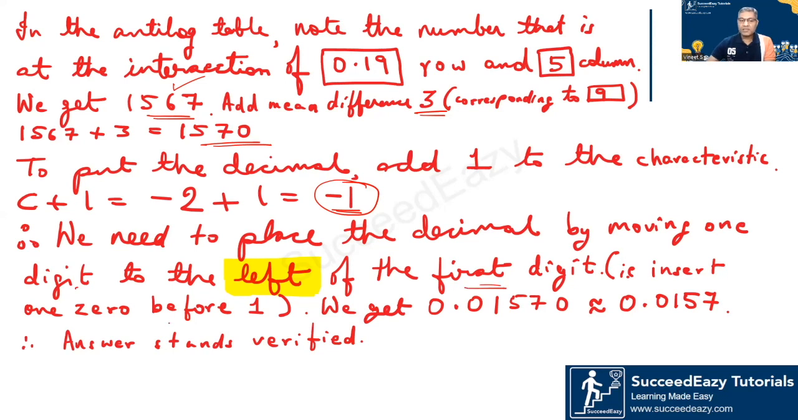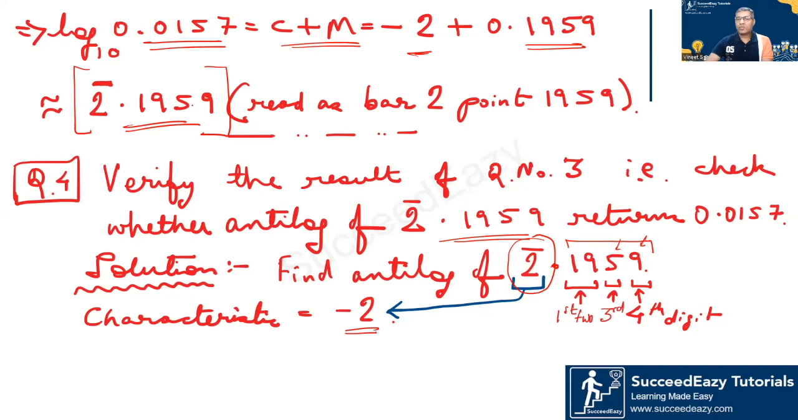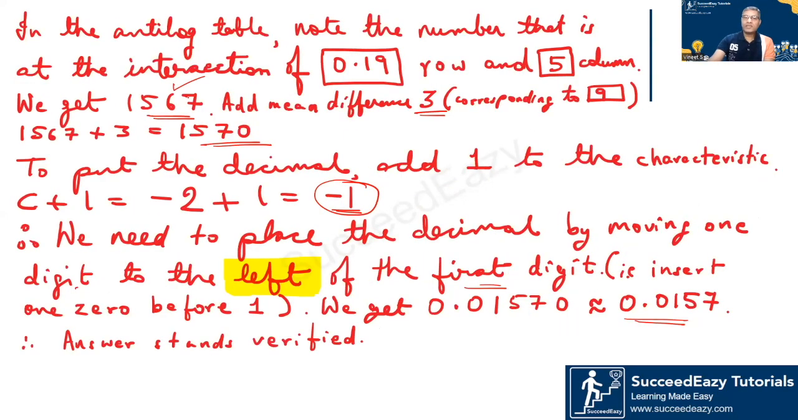So we need to place the decimal by moving 1 digit to the left of the first digit. That is, insert 0 before 1. We had to move the decimal. So you get 0.01570, which is equal to 0.0157, right? That is what we should have got, 0.0157. So our answer stands verified.